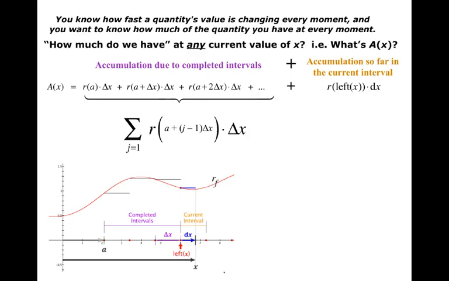Not times delta x. Times dx, because we've only gone as far as dx in that interval. So that last rate that we were just doing, when we were doing left of x and r of left of x, only applies across dx, not the whole delta x. Important distinction, do you see that? But it's still rate times the change in x. It's just a smaller change in x.